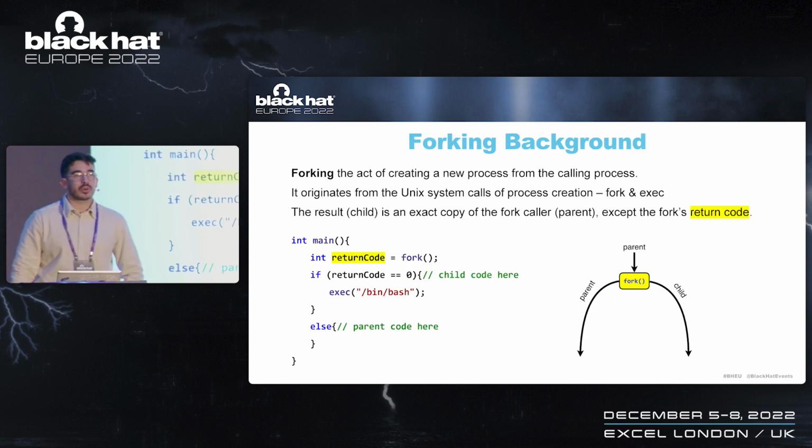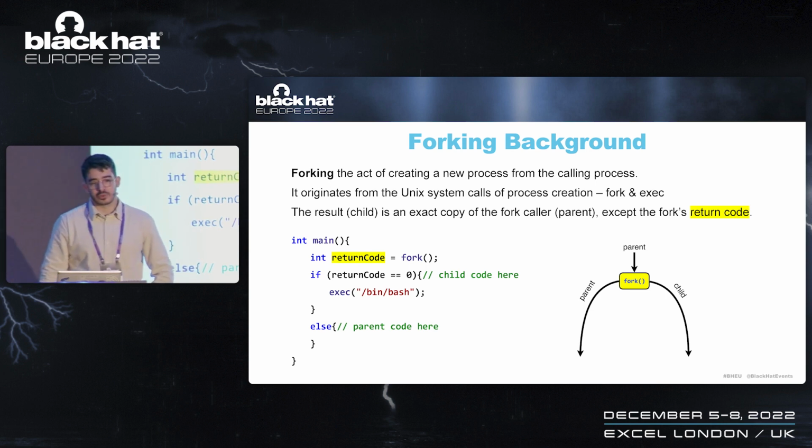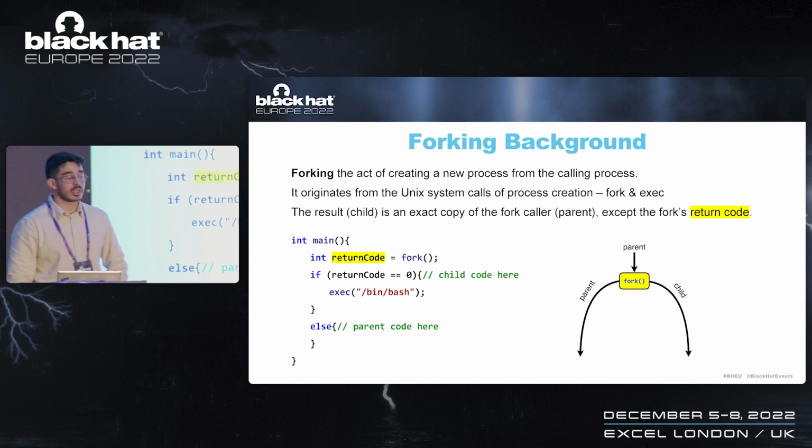So starting off, forking background. Forking is the act of creating a new process from the calling process. I bet a lot of you know this. It originates from the Unix system calls of process creation, fork and execute. In this example here, we have a parent that will issue a fork call, and this will create an identical child that will resume its execution just after the fork's return. And then the parent as well will resume execution after the fork.